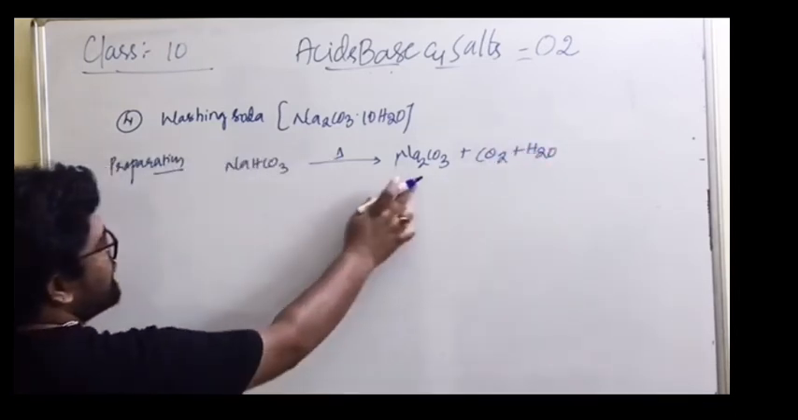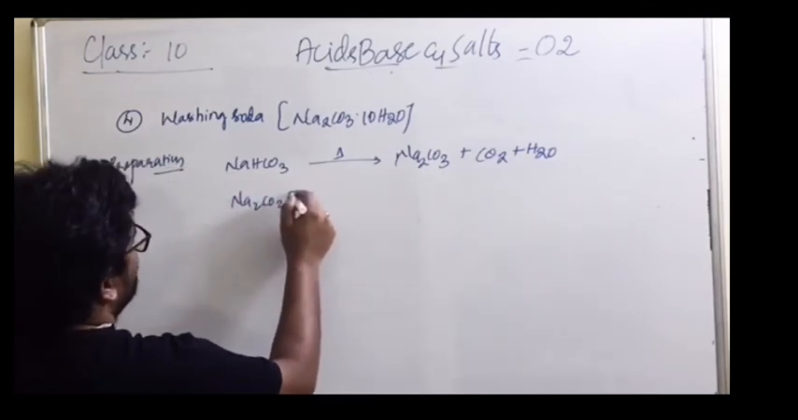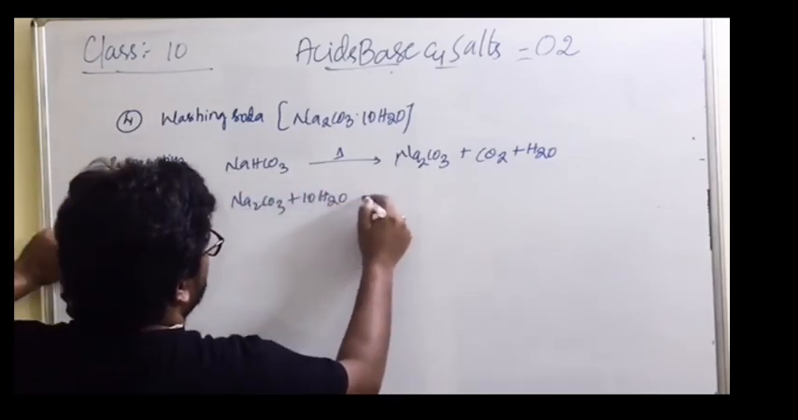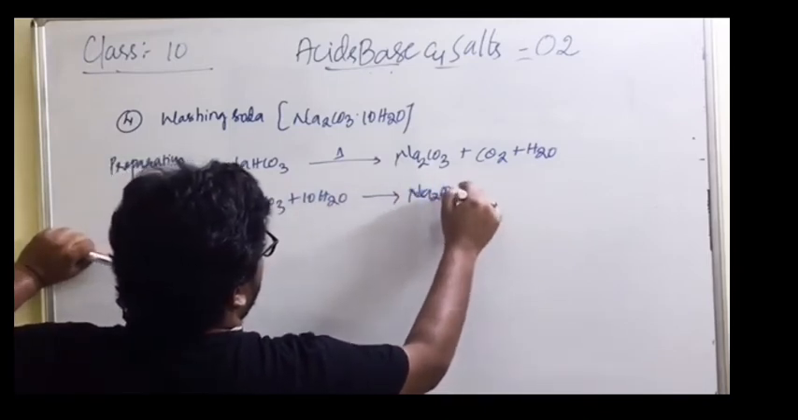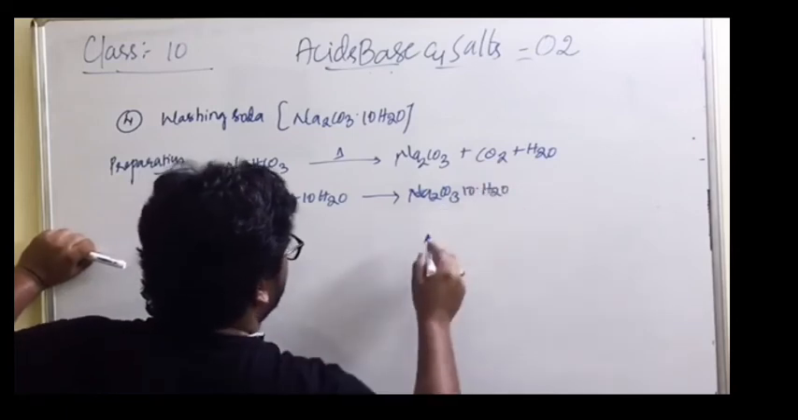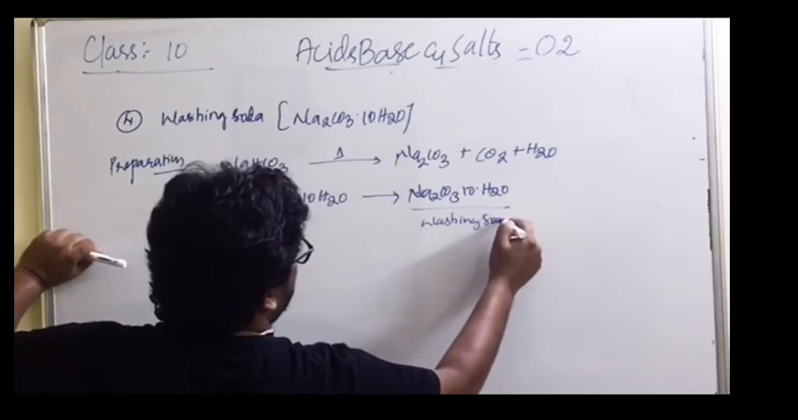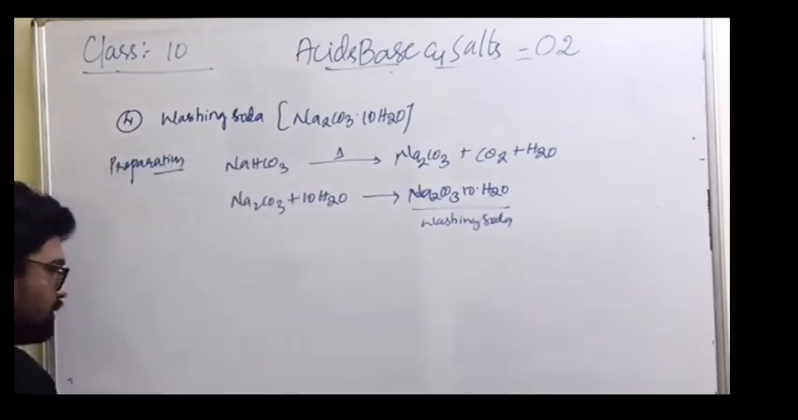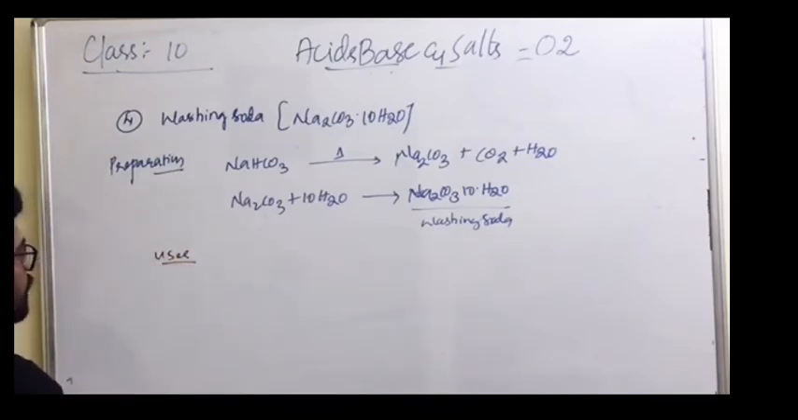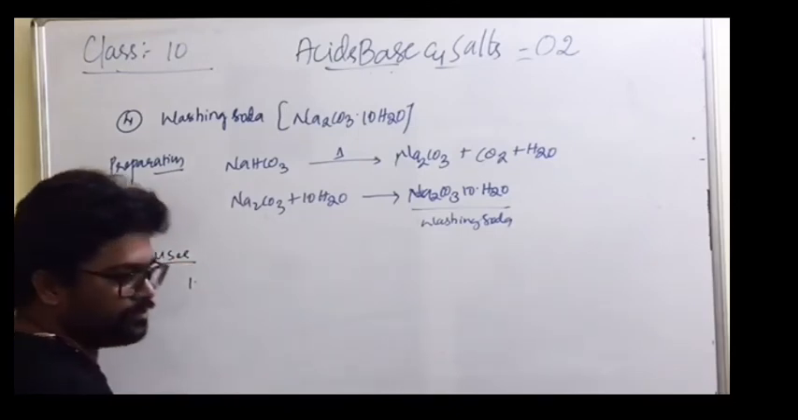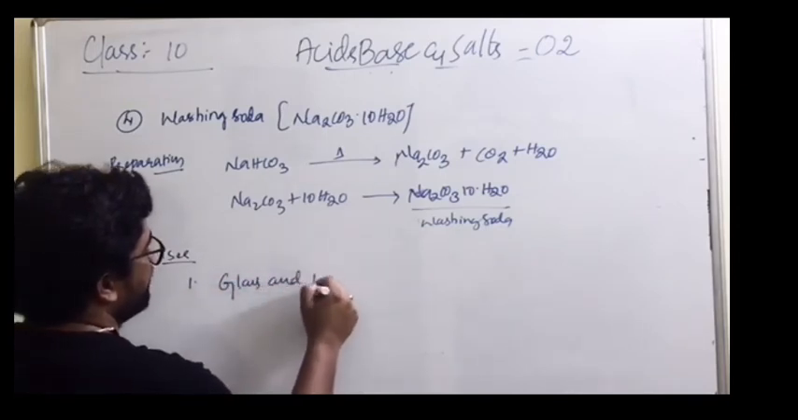On recrystallization of sodium carbonate, we get washing soda, that is Na2CO3·10H2O. This is the preparation. So it is called washing soda. So what are the uses of washing soda? When we talk about uses, it has the following uses. The first use of washing soda is that it is used in the glass and paper industry.